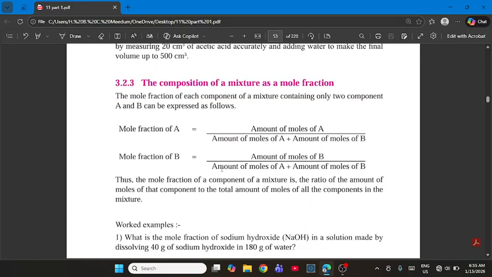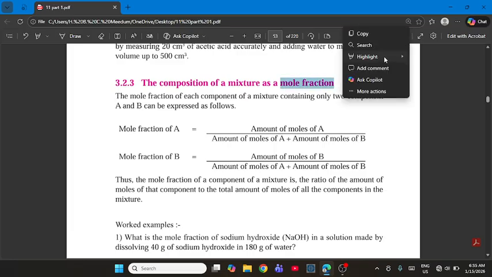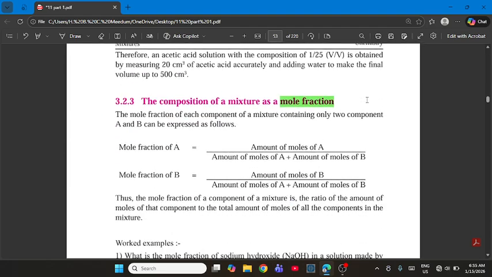Now we are going to talk about another thing which we call mole fraction. This is an important one, but it is also an easy one as before. The mole fraction of each component of a mixture containing only two components A and B can be expressed as follows.